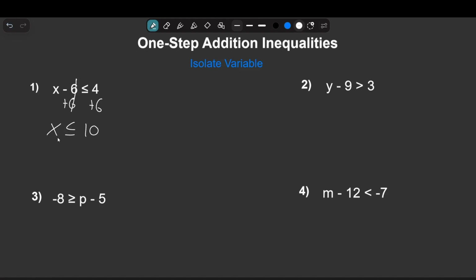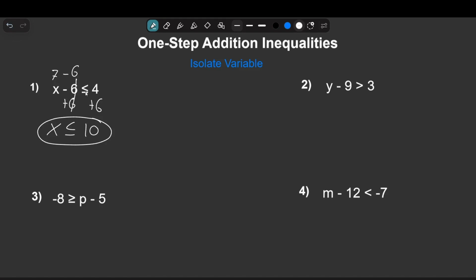So our variable has to have a value of 10 or below. As you guys can see here, x is less than or equal to 10. So we can check this by plugging anything from 10 or below into our variable. So let's say we're going to do 7. So let's plug 7 in.